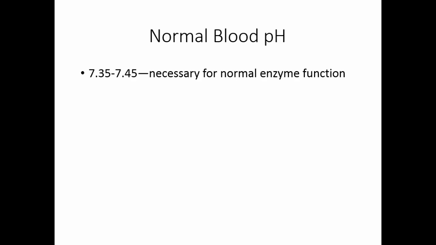Normal blood pH is 7.35 to 7.45. It's necessary that we maintain this very closely for normal enzyme function. Typically, if blood pH goes below 6.8, we're dead, and if it goes above 7.8, we're dead. Anything below 7.35 is considered acidosis of the blood, and anything above 7.45 is alkalosis of the blood.